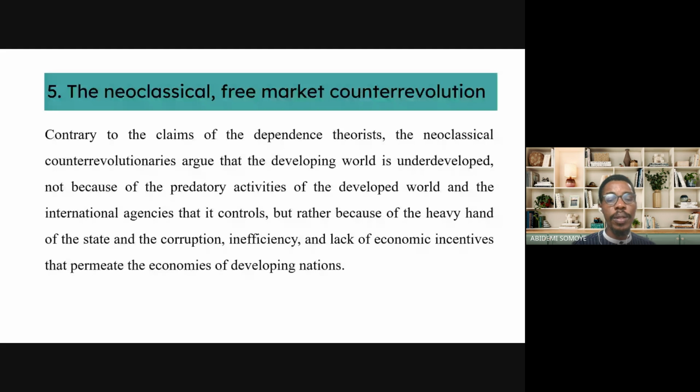So let's take a look at the fifth one, the neoclassical free market counter-revolution.